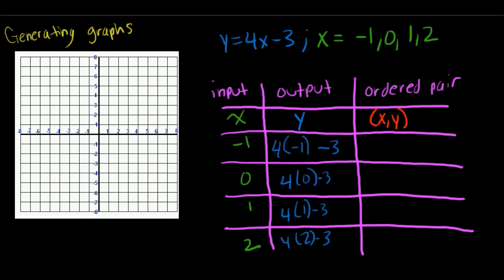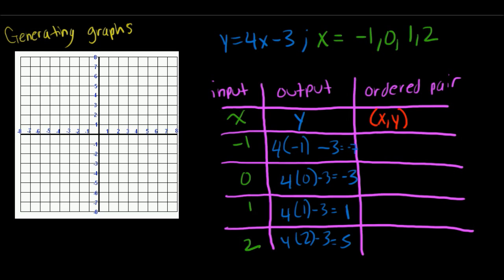Now we can solve the output equations in order to figure out the y-coordinate. 4 times -1 minus 3 equals -7. 4 times 0 minus 3 equals -3. 4 times 1 minus 3 equals 1. And 4 times 2 minus 3 equals 5.